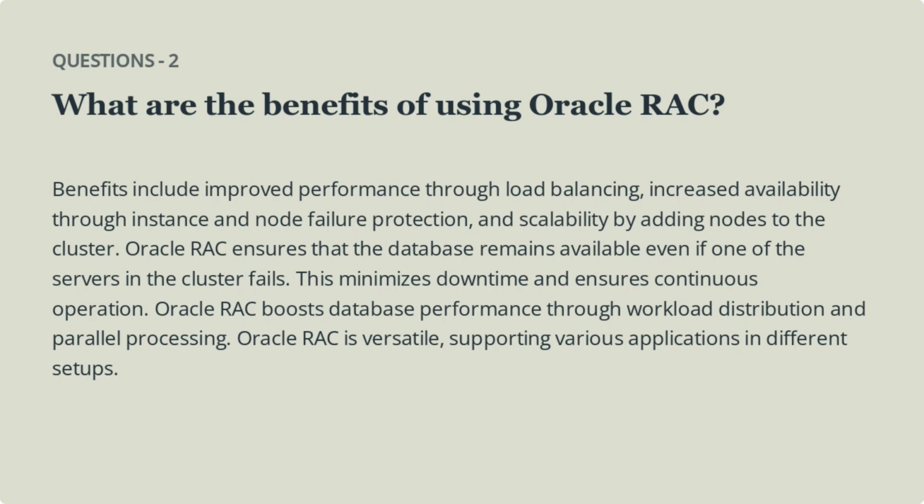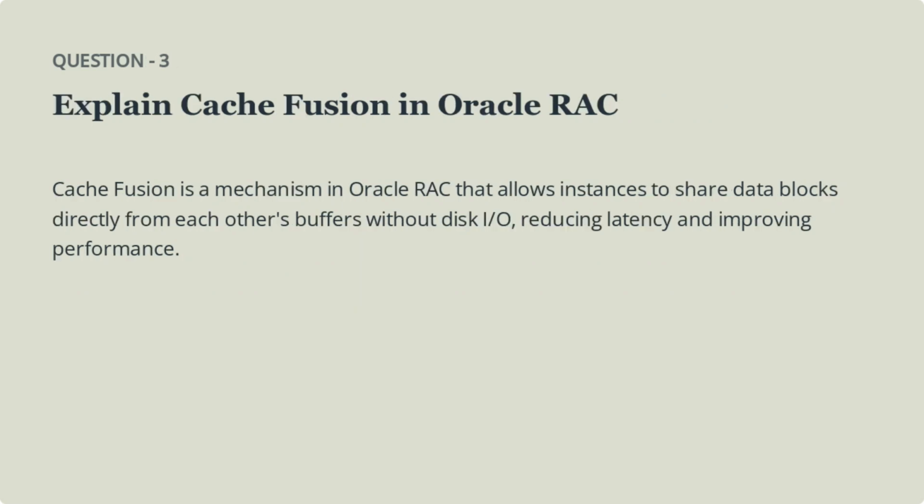Cache fusion in Oracle RAC is a mechanism that enables instances to share data blocks directly from each other's buffers without disk I/O, reducing latency and improving performance. This allows for efficient data sharing and access across multiple instances, enhancing the overall scalability and reliability of the Oracle RAC environment.